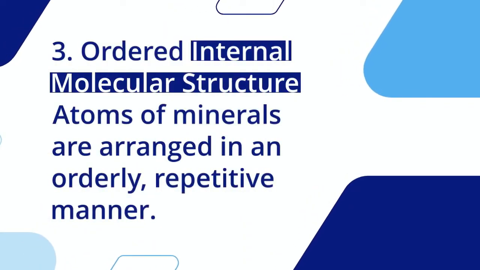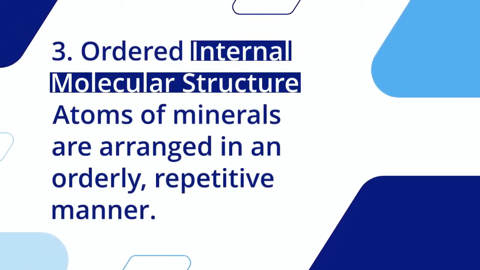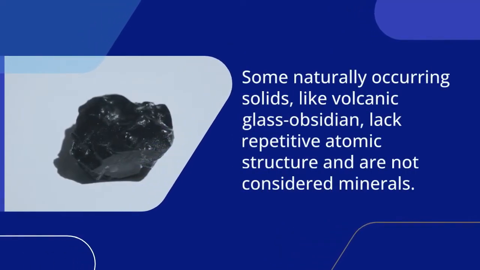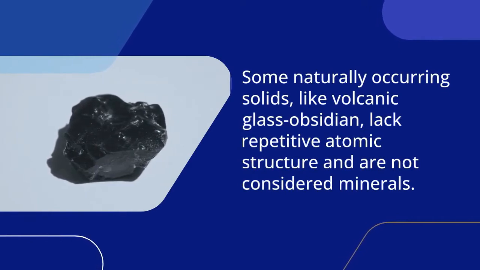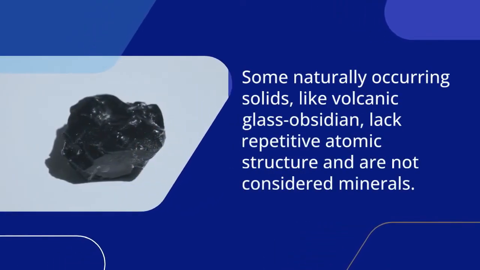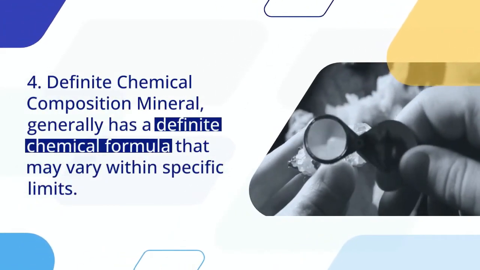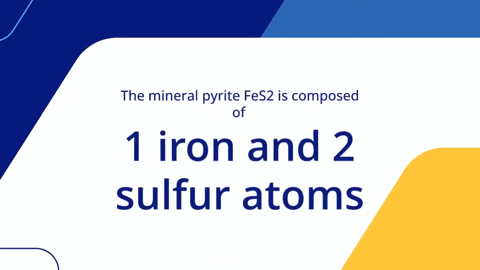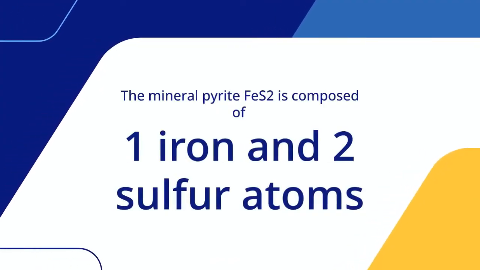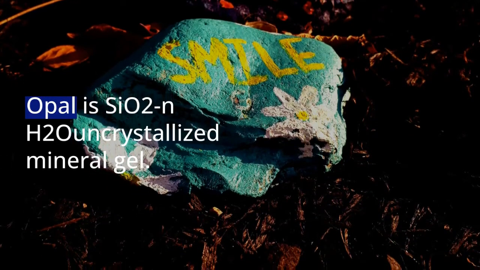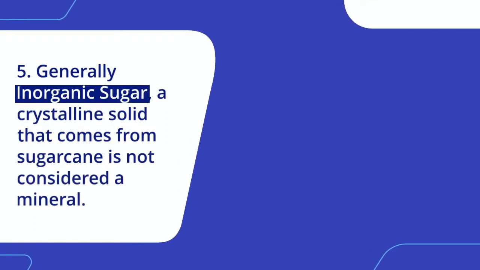3. Ordered internal molecular structure: atoms of minerals are arranged in an orderly, repetitive manner. Some naturally occurring solids, like the volcanic glass obsidian, lack a repetitive atomic structure and are not considered minerals. 4. Definite chemical composition: a mineral generally has a definite chemical formula that may vary within specific limits. The mineral pyrite, FeS2, is composed of 1 iron and 2 sulfur atoms. Opal is a crystallized mineral gel. 5. Generally inorganic: sugar, a crystalline solid that comes from sugarcane, is not considered a mineral.